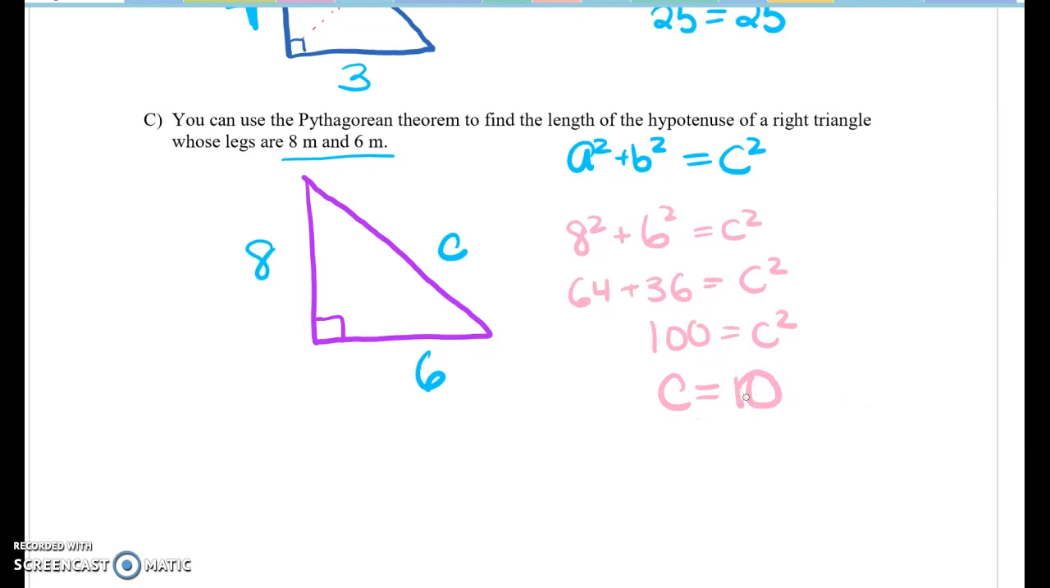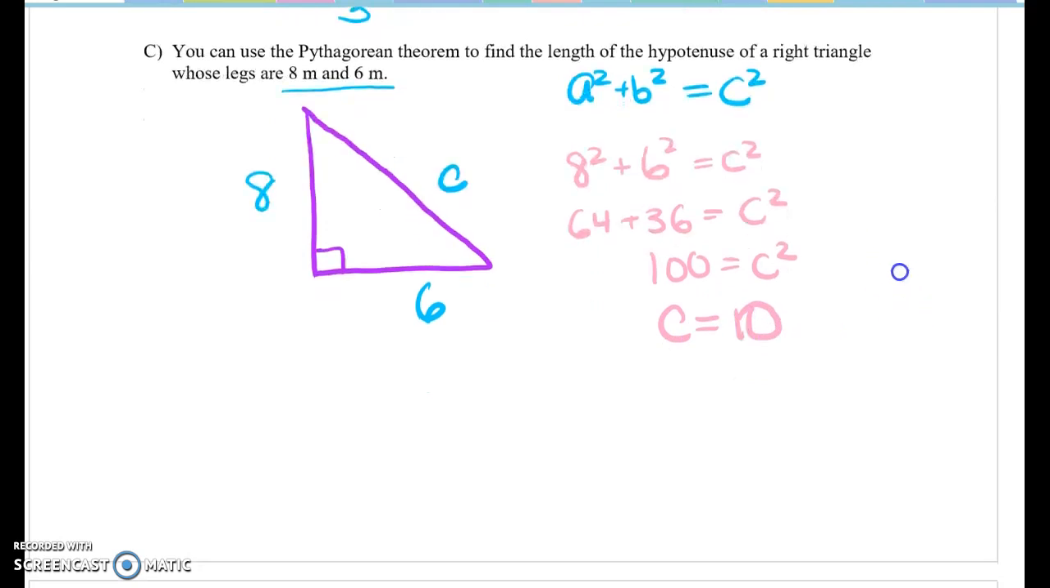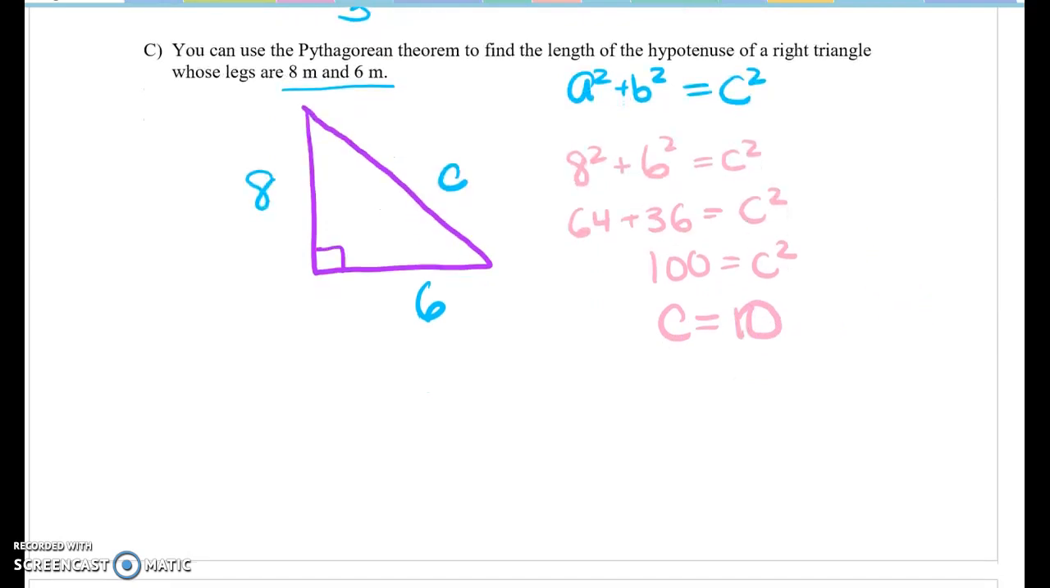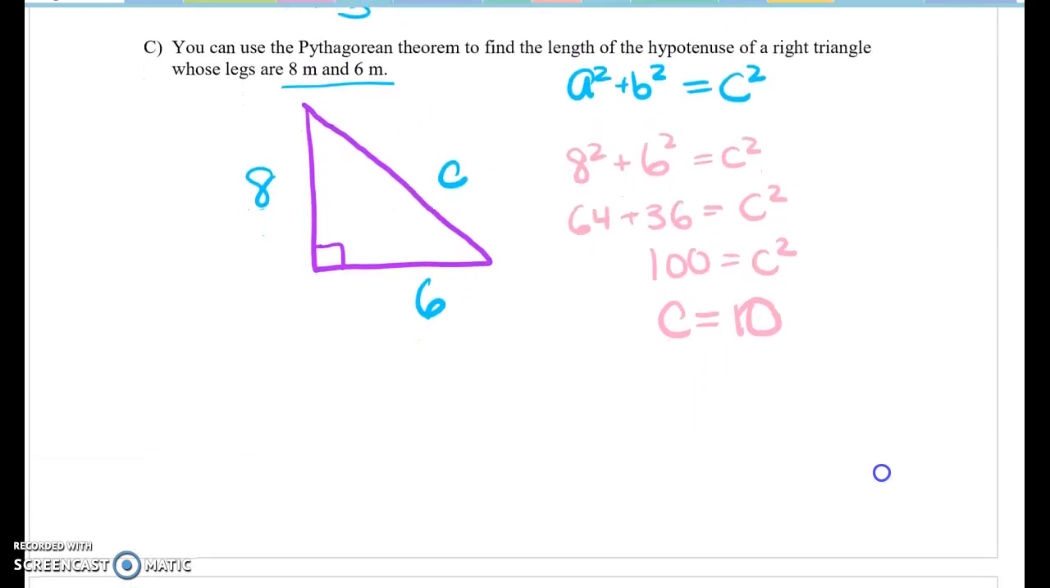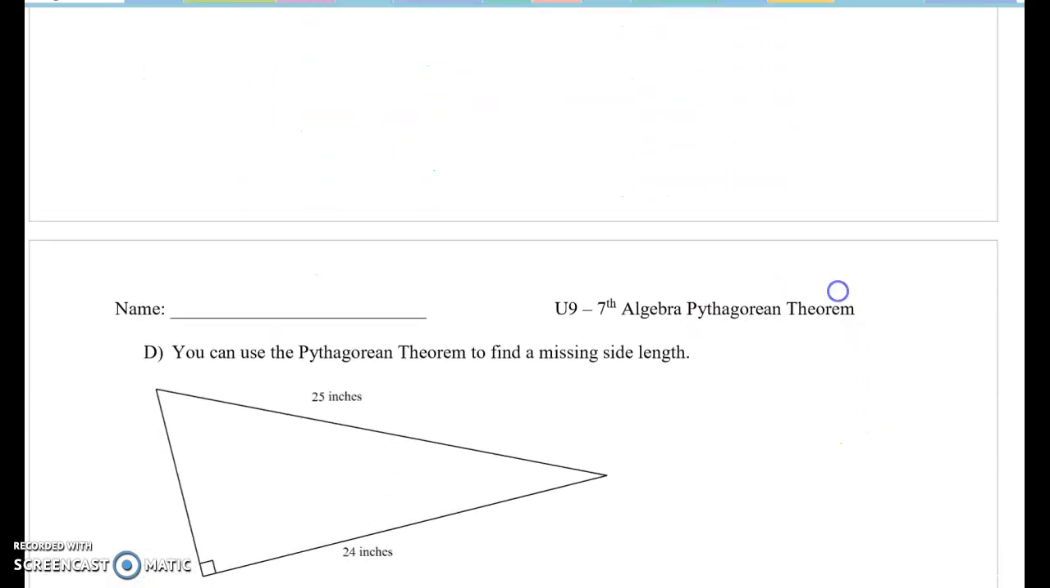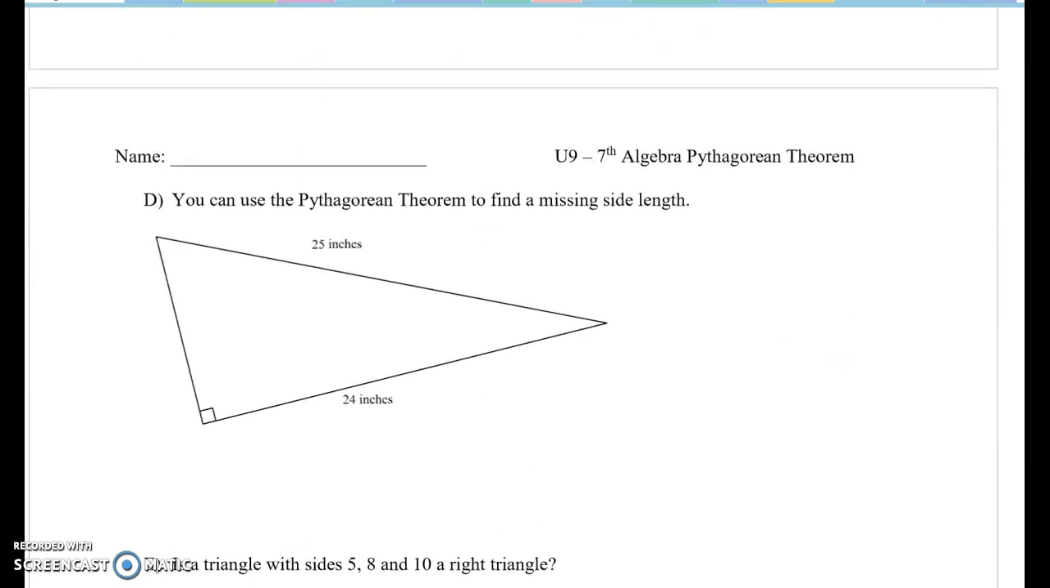Okay, some of you might be saying to me, couldn't c also be negative 10? But it's a triangle, and triangles can't have negative lengths, and we'll talk about radical equations very soon, and we'll have exciting conversations about that. So that's our first kind of example. We were given the legs and asked to find the hypotenuse. Now, what if we are given the hypotenuse and asked to find a leg?